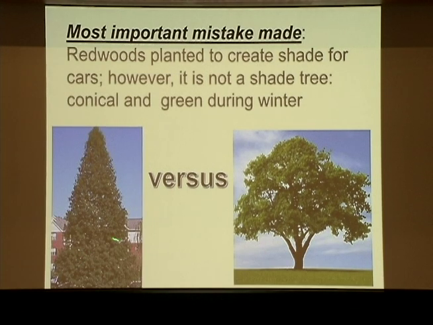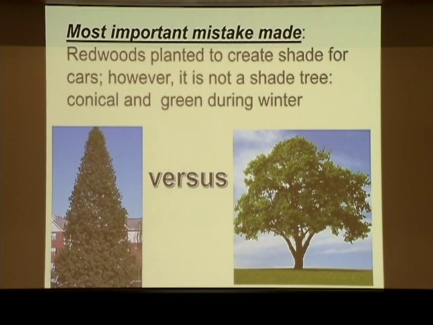There's no see-through view of the space behind them versus a shade tree, which grows up and spreads out, providing maximum shade, has a see-through view at the bottom, and they're deciduous trees. They drop their leaves, allowing what little warmth a winter sun will provide.